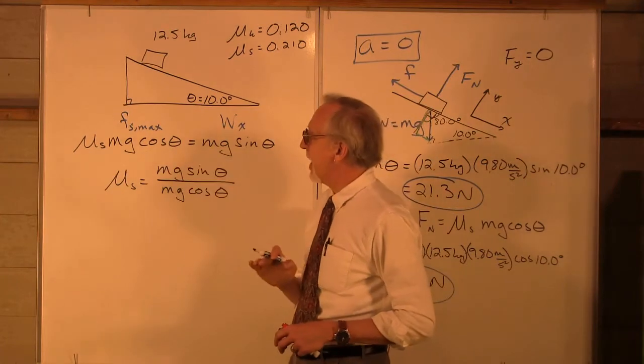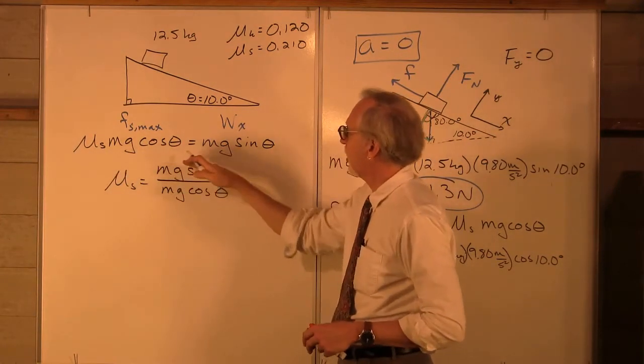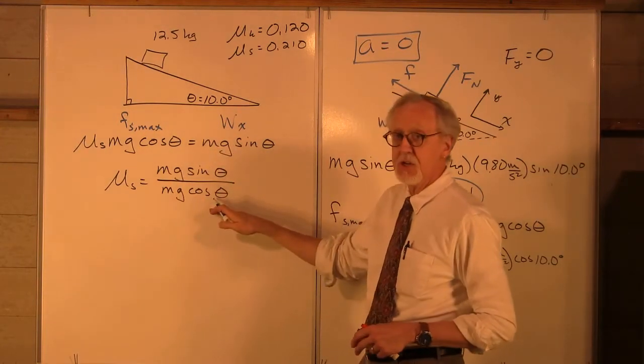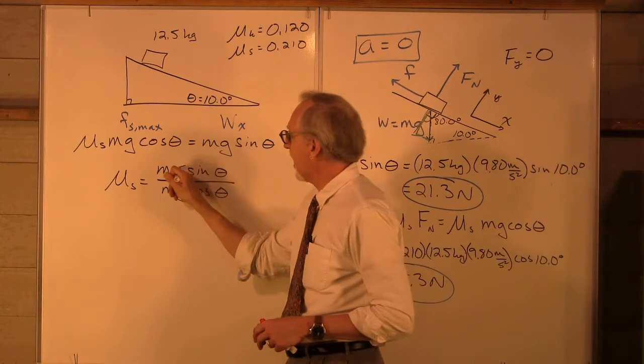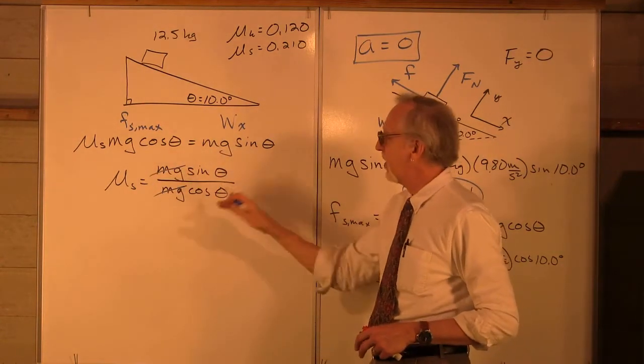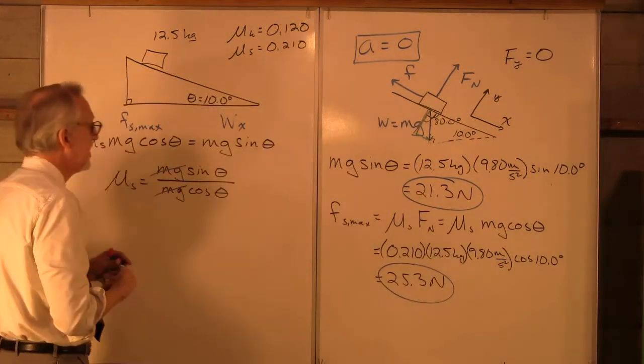Dividing both sides by mg cos theta, we have mu s, canceling out the mg cos theta, equals mg sine theta divided by mg cos theta. We notice the mg cancels the mg, and what are we left with? Sine theta over cos theta. What is sine theta over cos theta? That is tan theta.